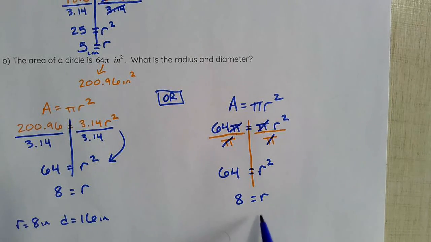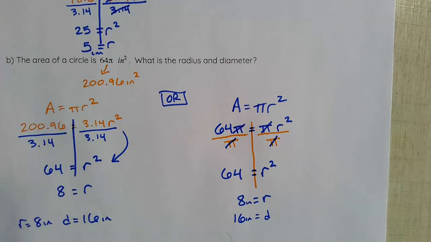So again, my diameter then would be 16 inches, and that's how we can take, if we know the area of the circle, we can find our radius and our diameter. Hope this helps.